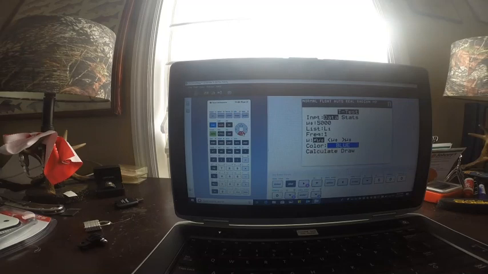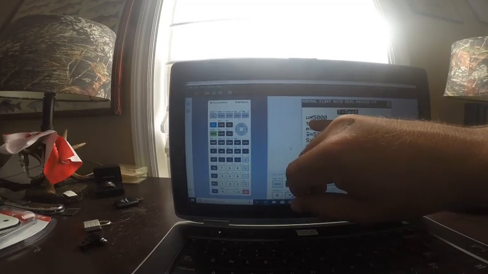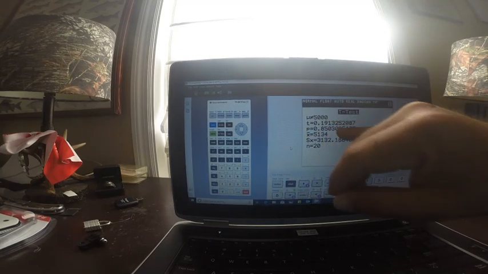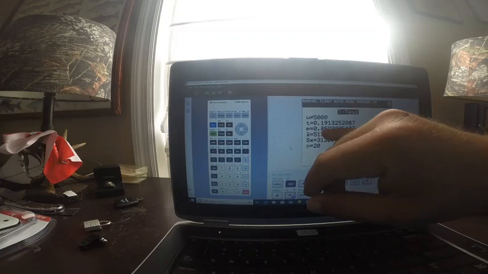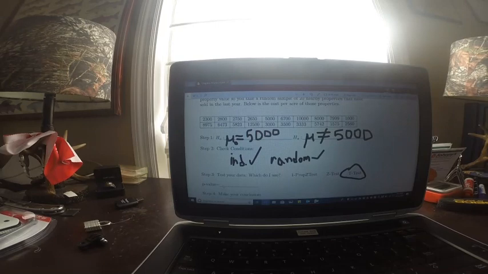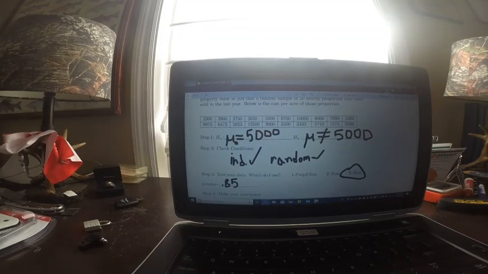We're going to go down here and hit calculate. And it's going to tell us that mu not equal to 5,000. That is our alternative hypothesis here. Our p-value here is 0.8503005497. I'm going to round it to 0.85. Okay, so if I come over here, p-value of 0.85. That is an 8, drawn as best I could draw it.